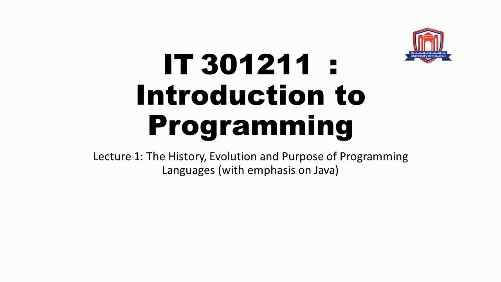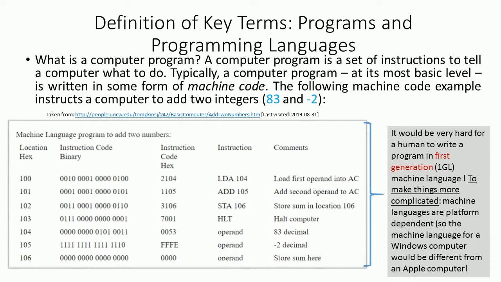301,211, Introduction to Programming. Lecture 1, The History, Evolution and Purpose of Programming Languages, with emphasis on Java. Definition of key terms. Programs in programming languages. What is a computer program? A computer program is a set of instructions to tell a computer what to do.